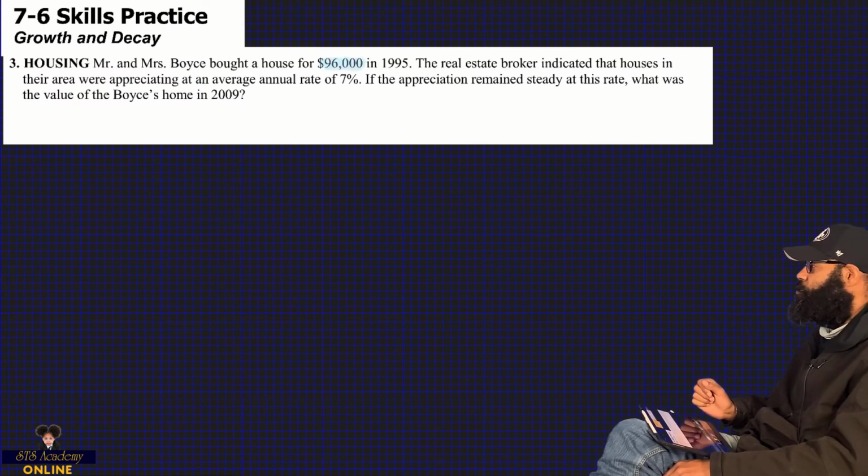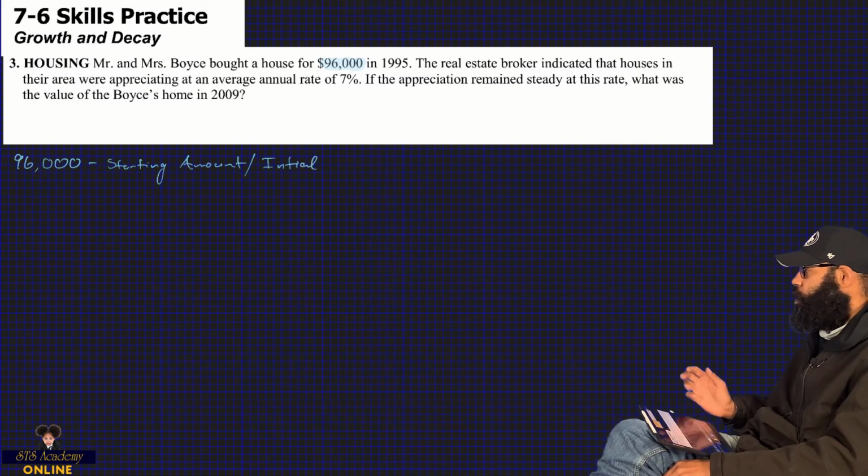So housing, Mr. and Mrs. Boyce bought a house for $96,000 in 1995. The real estate broker indicated that houses in the area were appreciating an average annual rate of 7%. If the appreciation remained steady at this rate, what was the value of the Boyce's house in 2009?